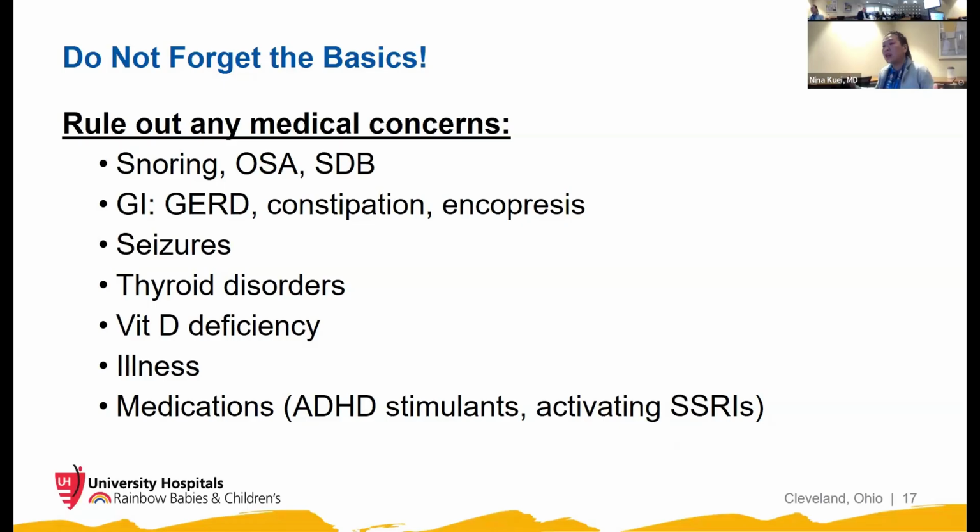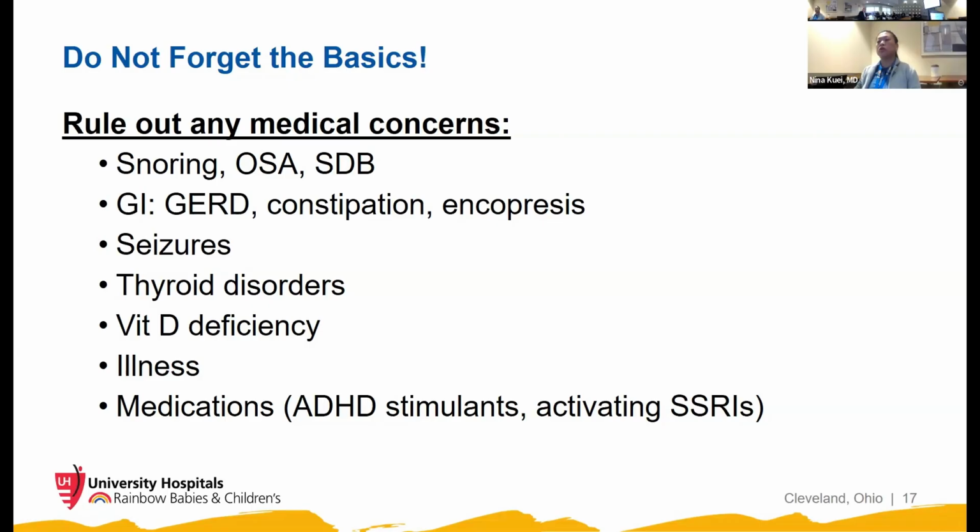And last but not least, and really the first thing you do as a provider, is don't forget the basics. So rule out any medical concerns. Obviously snoring, OSA, sleep disordered breathing, any type of restless legs, a history that could be consistent with that. GI: some papers will say up to 50% of children with autism experience some type of comorbid GI issue, whether it's GERD. So this is the kid who from baby age could not sleep through the night.